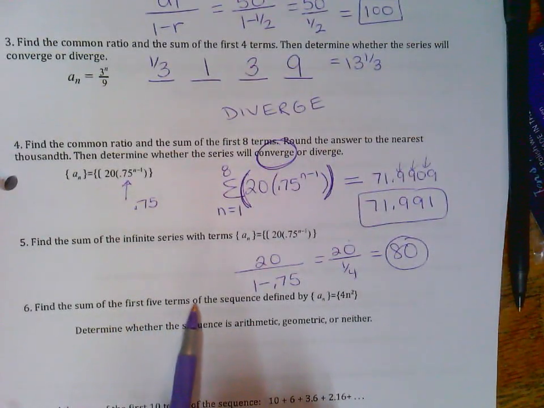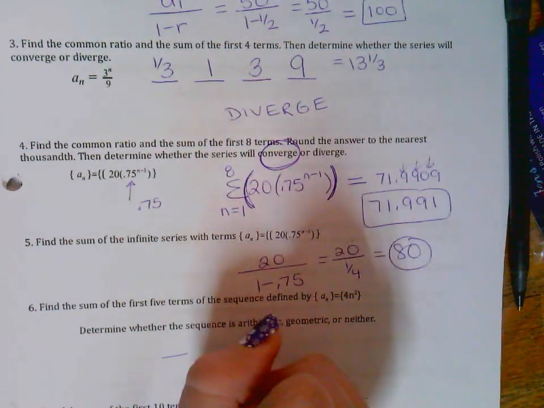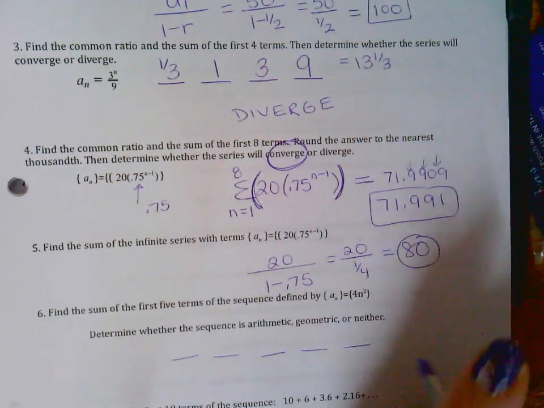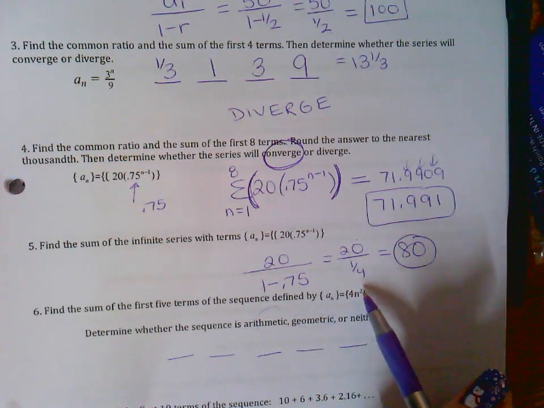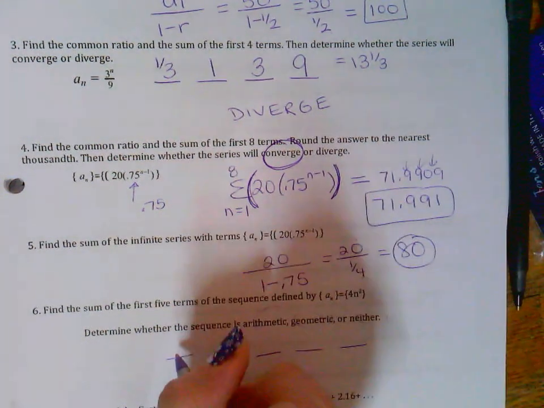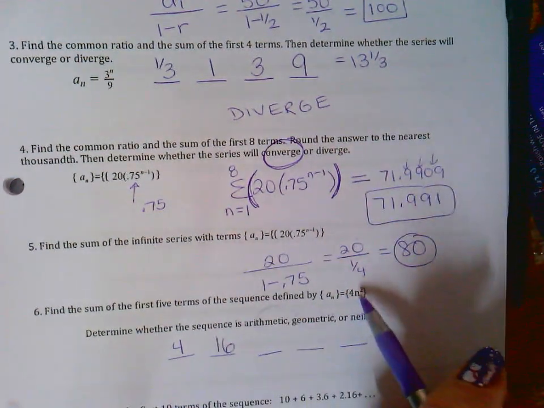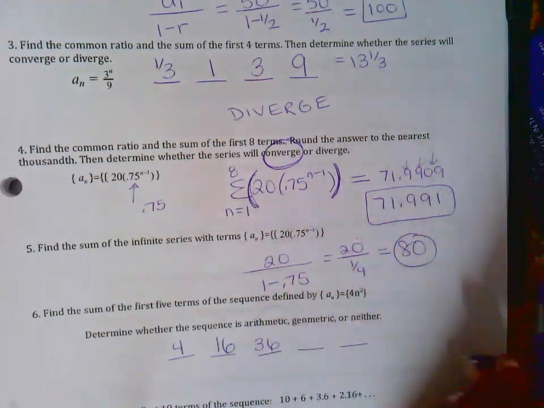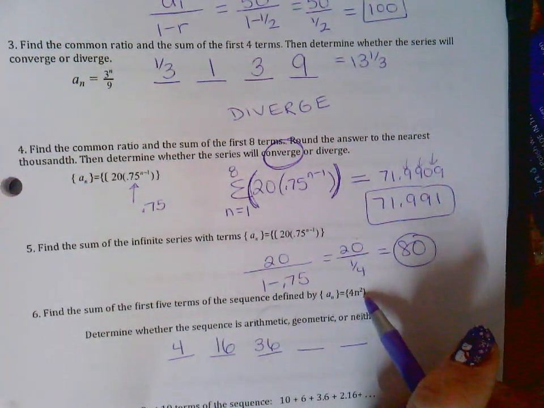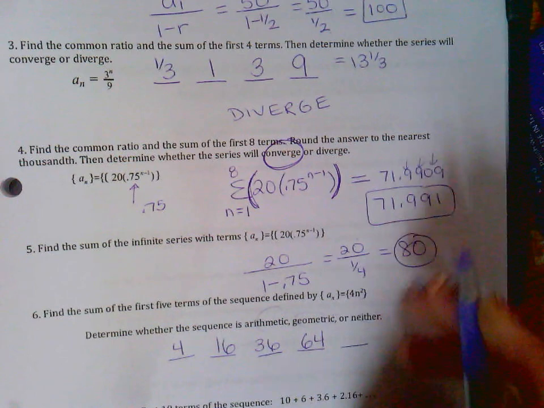Find the sum of the first 5 terms of this sequence. Determine if it's arithmetic, geometric, or neither. So I'm going to generate the first 5 terms and then add them together because I have to figure out which one it is. 4 times 1 squared is 1, so 4 times 1 is 4. 4 times 2 squared, and 2 squared is 4, so 4 times 4 is 16. 4 times 3 squared is 9, and 4 times 9 is 36. Let's see, 4 squared is 16, and 4 times 16 is 64. And 5 squared is 25, and 4 times 25 is 100.